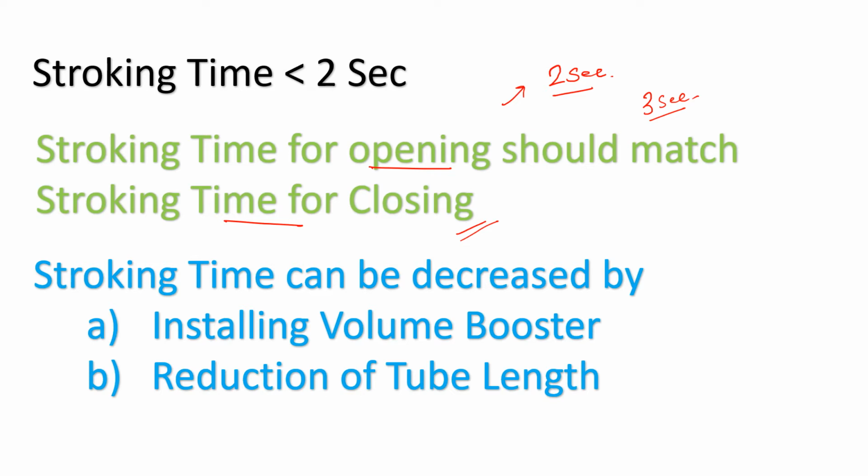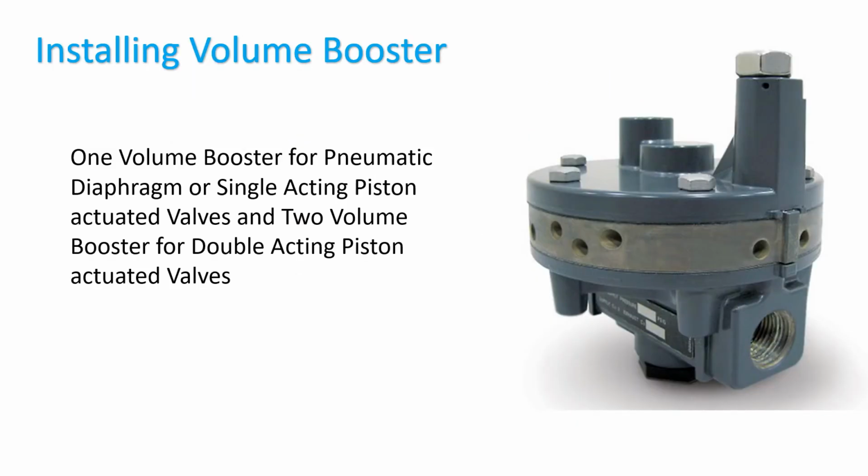So how can we really achieve a good stroking time? This can be done with the help of a volume booster, or we can also reduce the tube length. Now, there are various volume boosters available in the market, like Fisher 2625. We can install it. So if it is a pneumatic diaphragm or a single acting piston actuated valve, then we can use one volume booster. On the other hand, if there is a double acting piston actuated valve, then we can use two volume boosters.